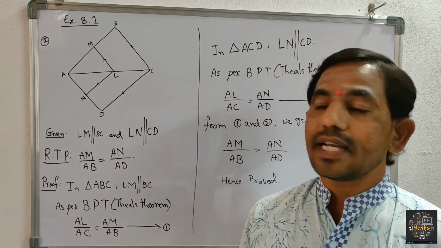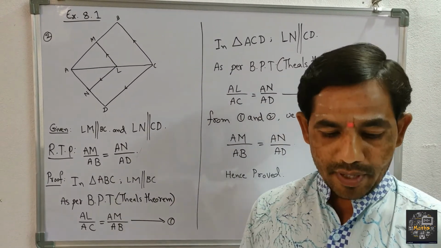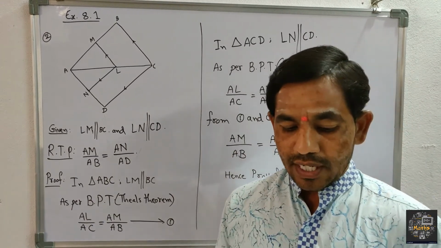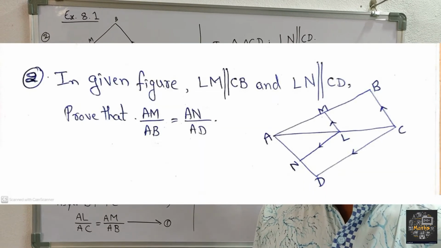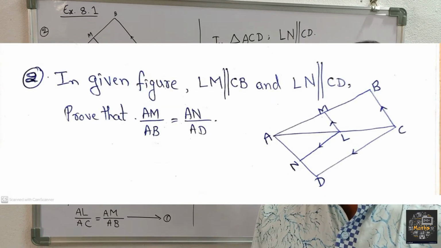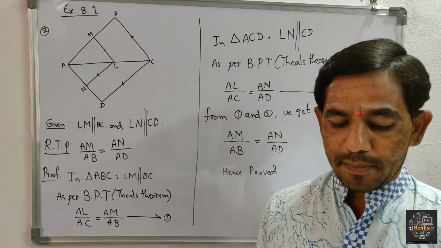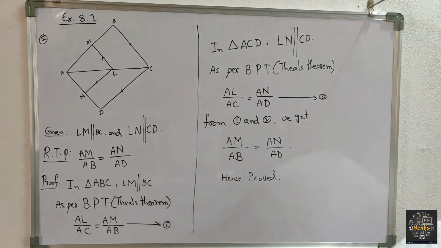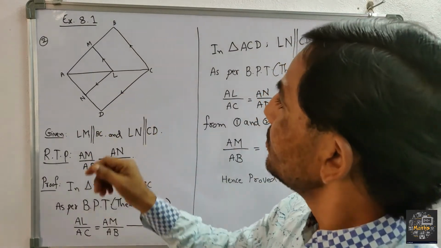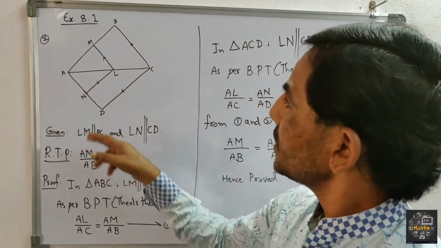Next, exercise 8.1, second problem. First I will read the question. In the given figure, LM is parallel to BC and LN is parallel to CD. Prove that AM by AB is equal to AN by AD. Okay, come to the diagram. So this is the diagram, second question.